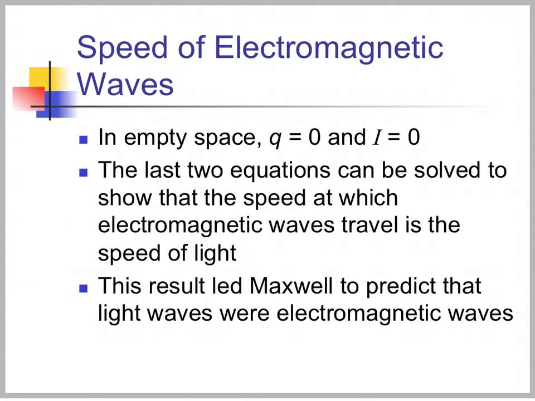So, let's look at one of the consequences of these. Let's look at some place in empty space where there are no charges and no currents. Then the last two of Maxwell's equations can be solved to show that the speed at which electromagnetic waves travel is the speed of light. Now, this is a very important consequence, and the result led Maxwell to predict that light waves were actually electromagnetic waves.